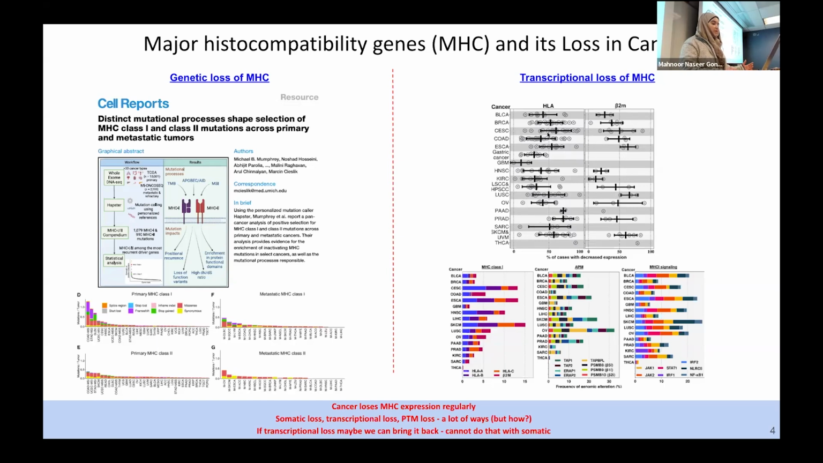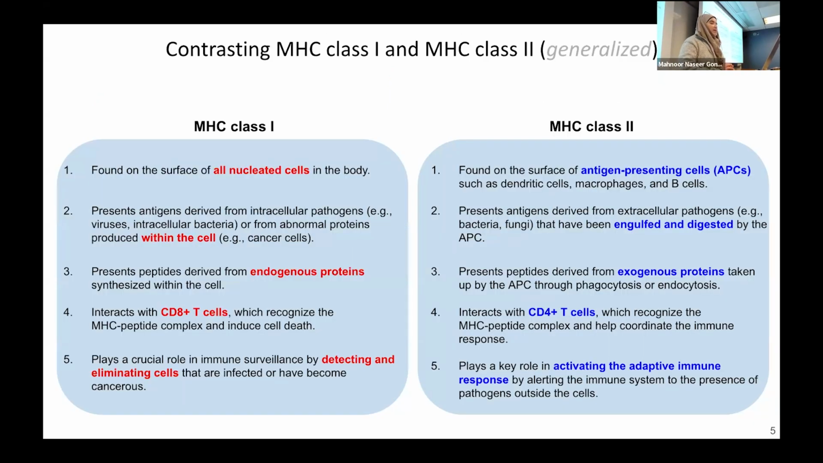So you can see that MHC is lost in most cases, especially you can see prostate over here. It is lost in more than 50% of the cases. So if it's a transcriptomic loss, maybe we can bring it back. Let's try to understand MHC class 1 and class 2 more so that we can understand the rest of the presentation.